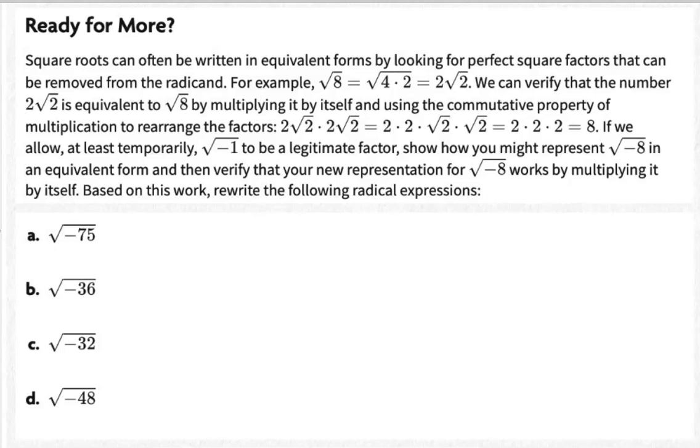So you can go ahead and turn the page to 54. Okay, so it says square roots can often be written in equivalent forms by looking for perfect squares that can be removed from the radicand. Okay, so you did this 2 days ago. So for example, the square root of 8 is equal to 2 square roots of 2, right? Because 8 breaks down to 4 and 2.